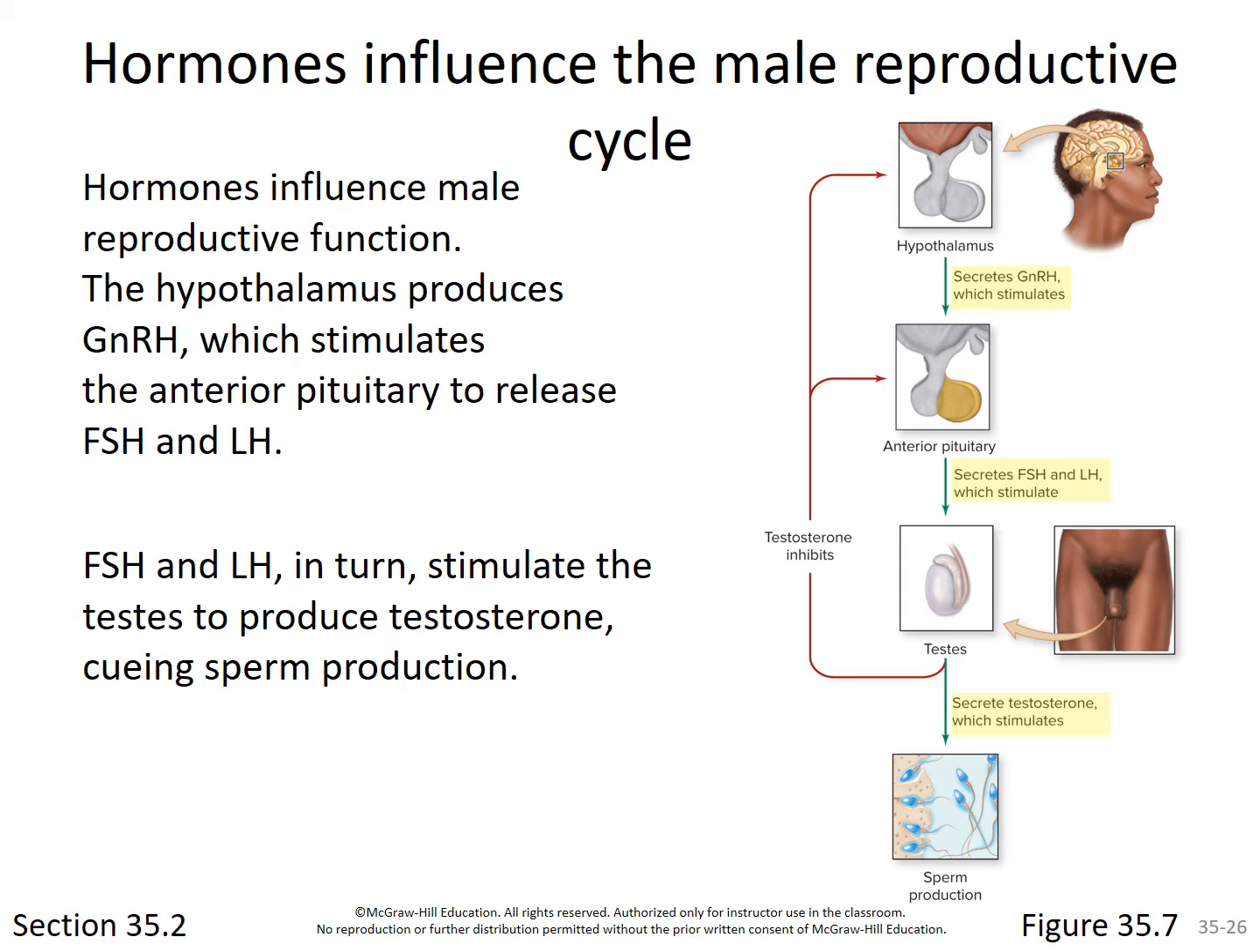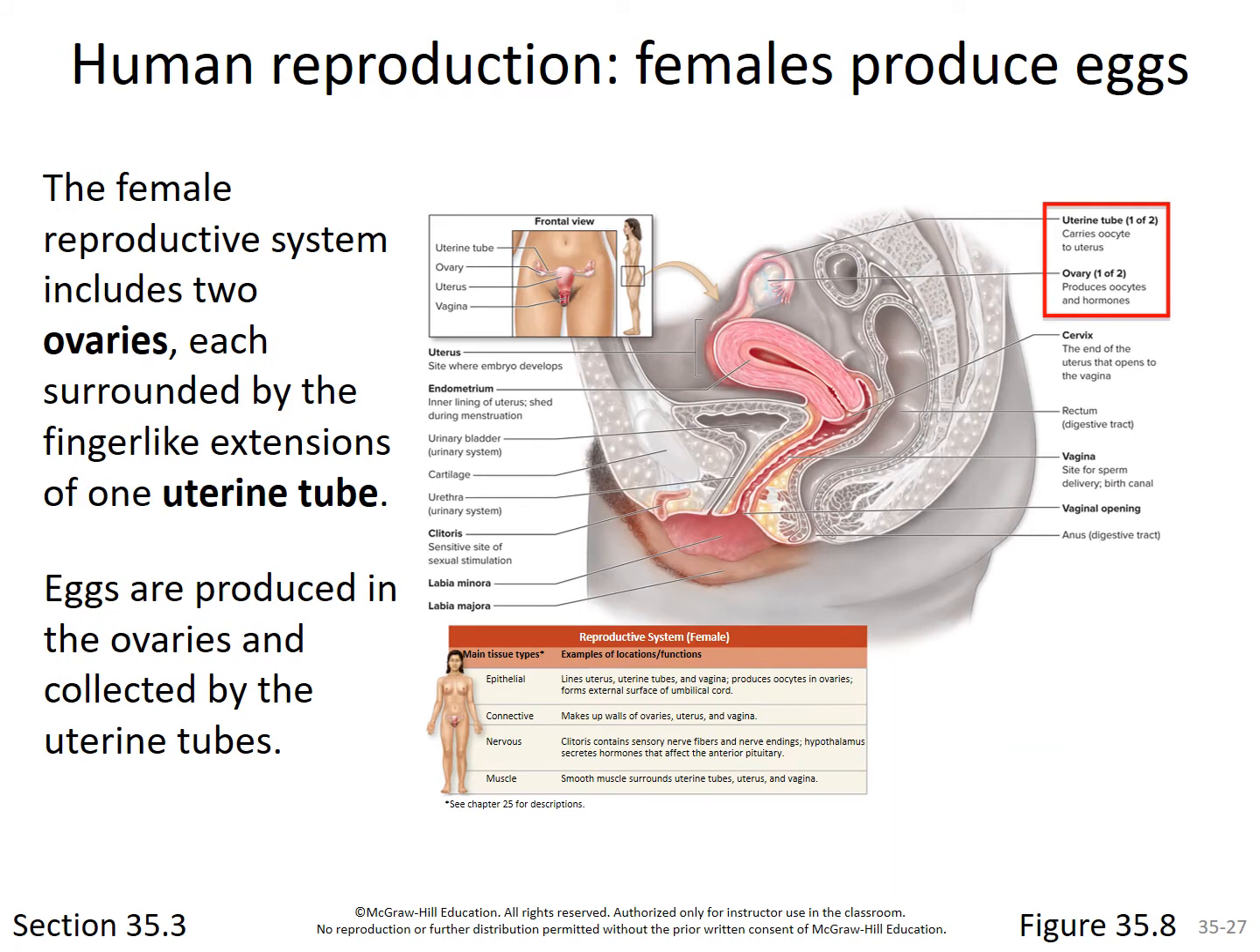The human female reproductive system includes two ovaries, which you see outlined in the square box up and to the right. So you see the label that's pointing to the ovary, and each one of these ovaries is surrounded by finger-like extensions, which you can see in light pink, of one uterine tube. And so the uterine tubes are also known as fallopian tubes. So the eggs get produced in the ovaries, and they get collected then by the uterine tubes.